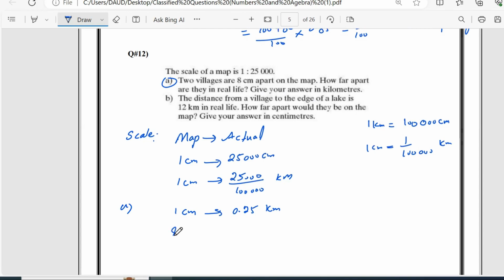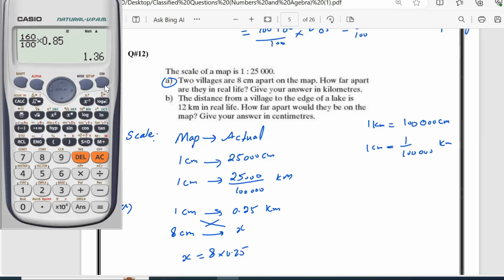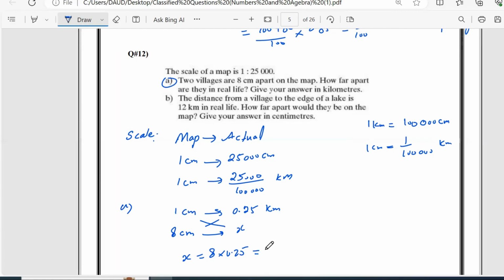Once you arrange the scale, now we move to part A, and they want us to change 8 centimeters to real life, actual. How far apart are they in actual? So x equals 8 multiplied by 0.25, that gives me 2. So we have 2 kilometers.